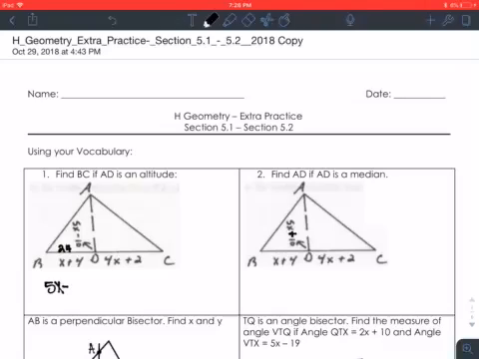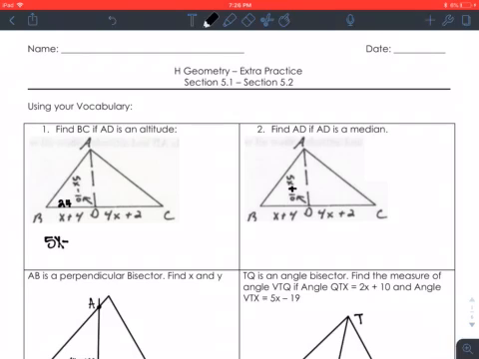Okay, guys, so I'm going to go through each of these questions on the extra practice. Obviously, you don't have to listen to every single video. It's really just here so that if you can't figure out a question, you can hear the way that I went through them.